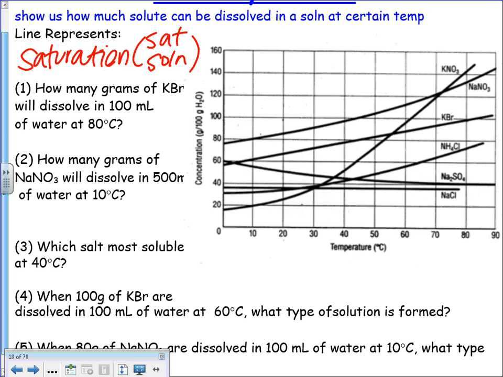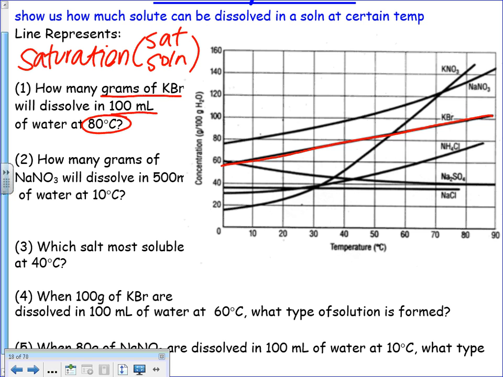Okay, I'm looking at my graph then. Potassium bromide is here. Looking at that graph, how many grams of potassium bromide will dissolve in 100 milliliters of water, which is just what our axis is referring to. 100 grams of water is 100 milliliters of water at 80 degrees Celsius.